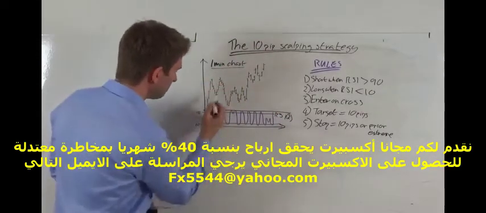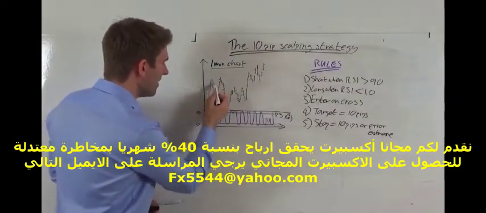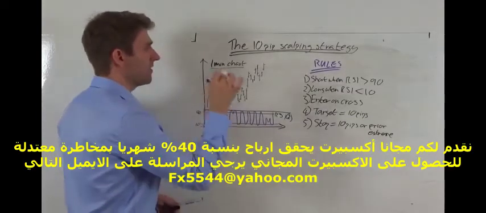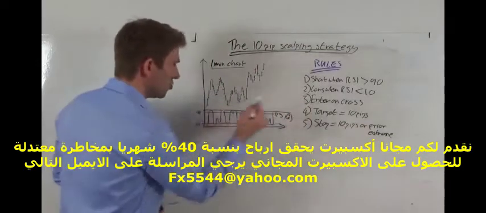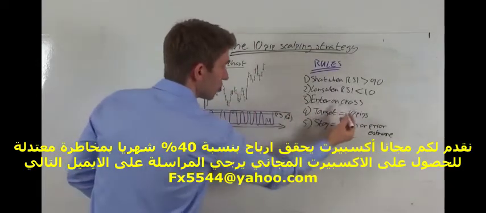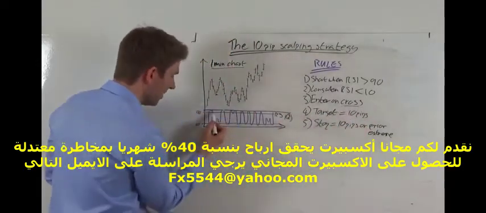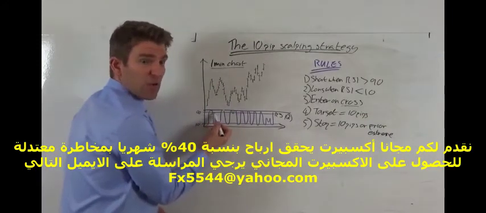So there's your short. You're not going to be far off that high there. And the idea is you're taking profits at 10 pips. Target 10 pips. The short is when it crosses below that line that you've put in, that 90 line.